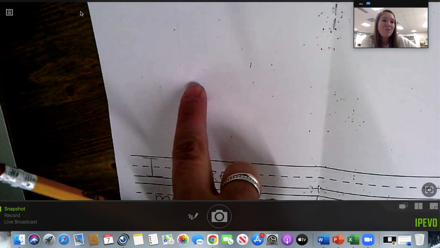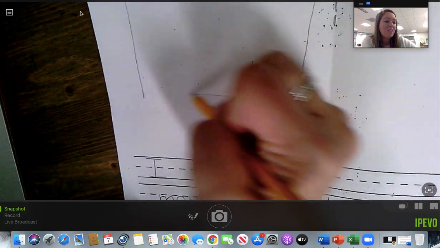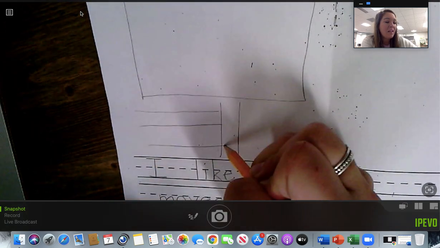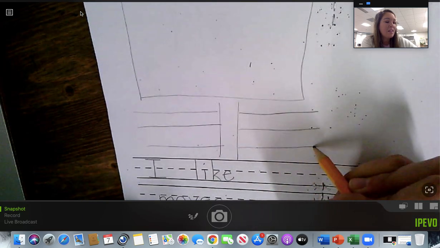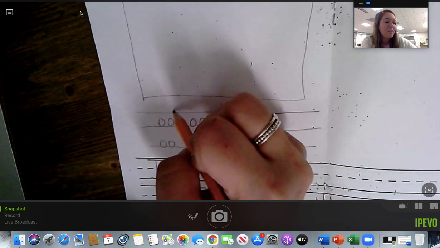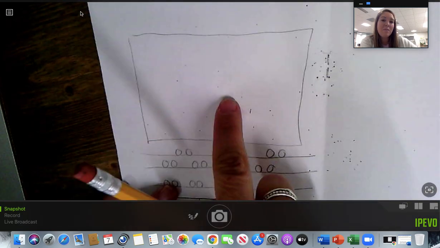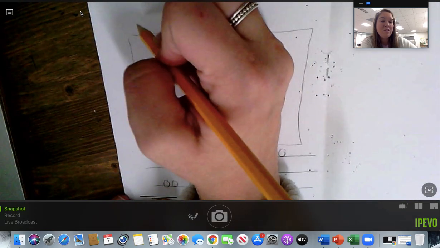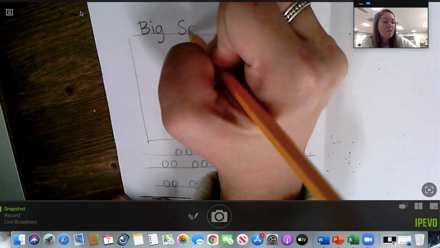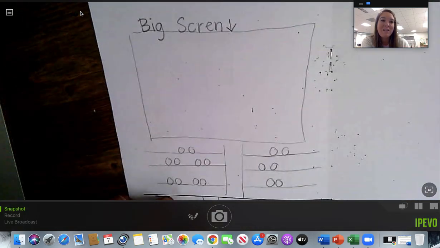Then today I'm going to work on drawing a picture of me, maybe at the movie theater. I haven't been there in a long time, but I know there's lots of rows of chairs that you can sit at the movies, and there's lots of people there. But maybe we can go back to the movies soon. So I'm going to draw a picture of the movies here. Maybe I can label it. This is the big screen. Let me label that. Big screen. I'll do an arrow pointing down to the big screen. That's where the movie plays.